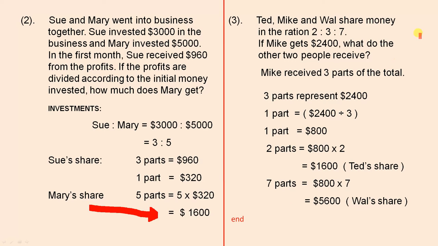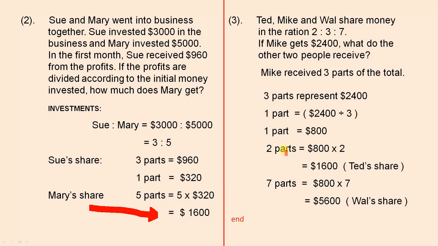Number 3. Ted, Mike and Wal share money in the ratio 2:3:7. If Mike gets $2,400, what do the other 2 people receive? So Mike received 3 parts of the total because he was mentioned second, and 3 is the second number. So 3 parts represent $2,400. 1 part will be $2,400 divided by 3, so 1 part is $800.